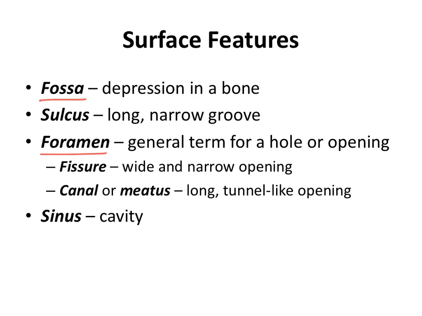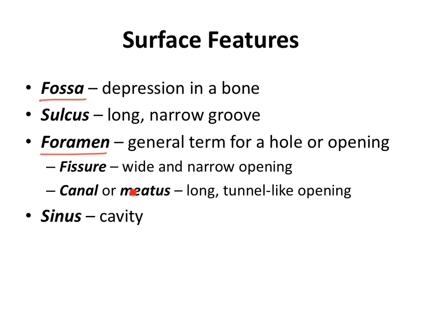If a foramen is wide, kind of wide but narrow vertically, it may be considered a fissure. I'm just looking at that right now. I need to rephrase that. Wide but not very tall, I guess, is the better way to explain a fissure. If it is more of a tube, a passage like that or a tunnel, it is called a canal or a meatus.